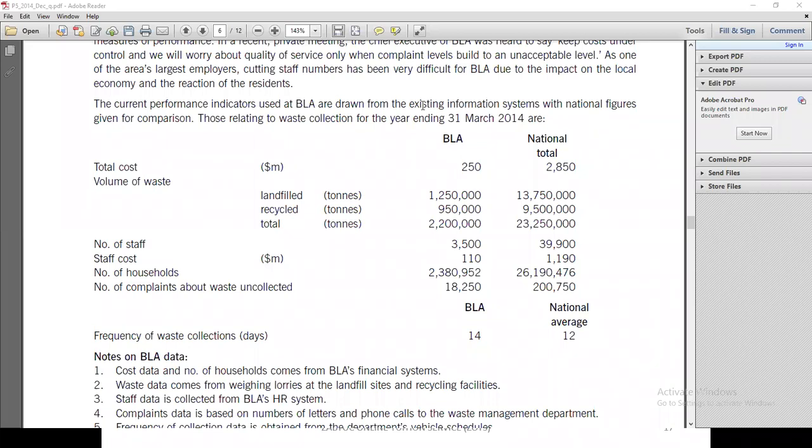In your preamble, you want to very briefly explain what economy means, what efficiency means, what effectiveness means. You want to do that in your preamble. So in your preamble, you're going to explain, one, what is value for money? What is VFM? Okay. And then you want to explain the 3 E's.